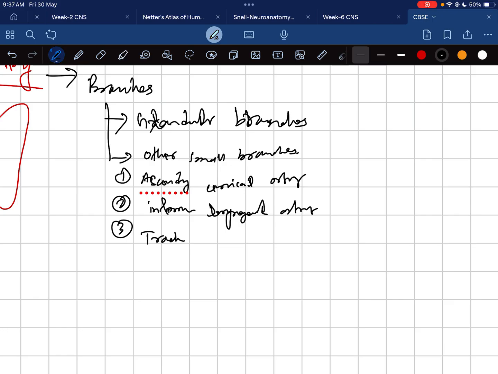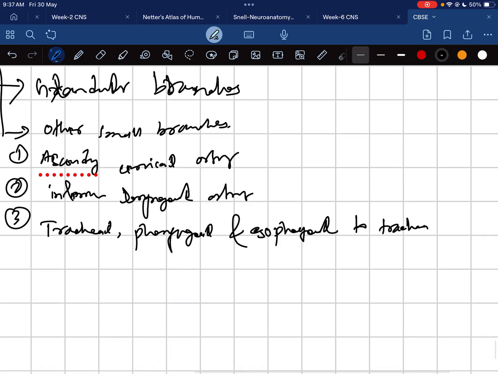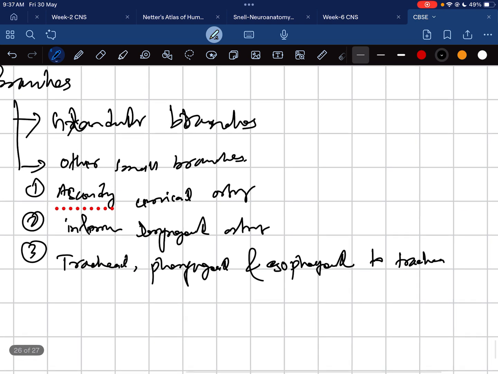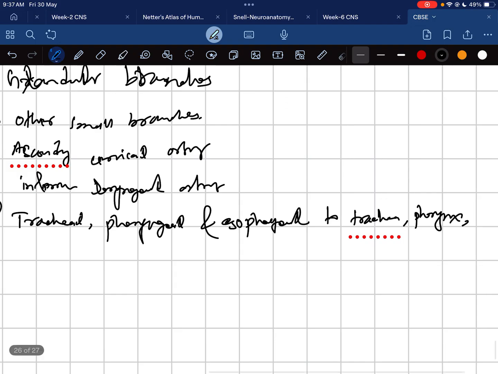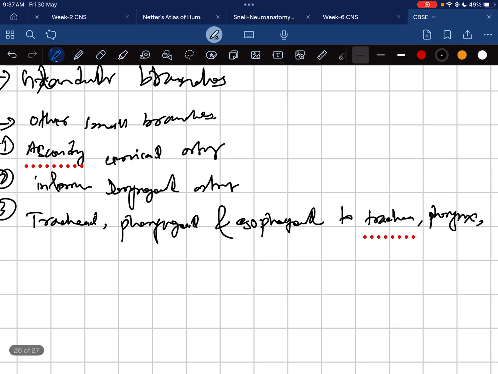The tracheal, pharyngeal, and esophageal branches supply the trachea, pharynx, and esophagus respectively. The inferior laryngeal artery supplies the mucous membrane of the larynx below the vocal cord and the muscles of the larynx.